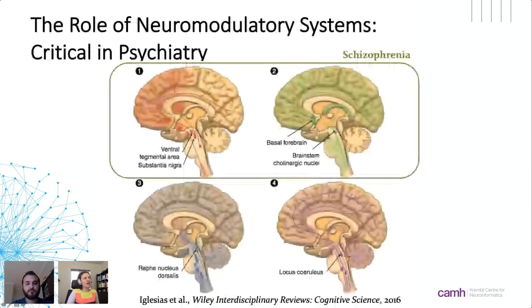For example, in schizophrenia, the dopaminergic and the cholinergic neuromodulatory systems. We see here the dopaminergic system on the left and the cholinergic system on the right are particularly important in the context of schizophrenia for us to be able to use a model-based approach to predict treatment response to typical antipsychotic medication, for example, but also atypical medication that has additional cholinergic functions.